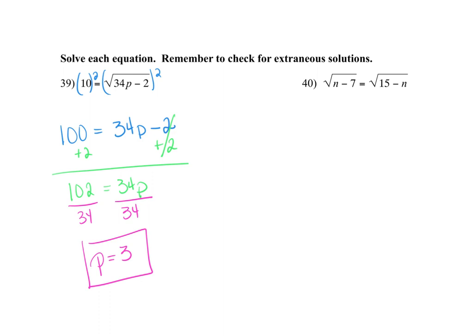All right, for this one, I actually have a radical, but they are technically by themselves on each side. So I'm going to square both sides. And both the radicals are going to go away. On the left-hand side, I just have n minus 7. On the right-hand side, I just have 15 minus n.